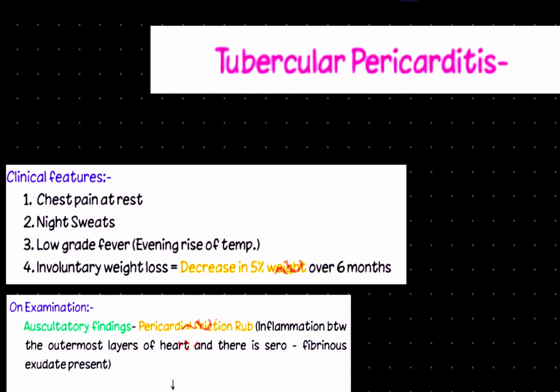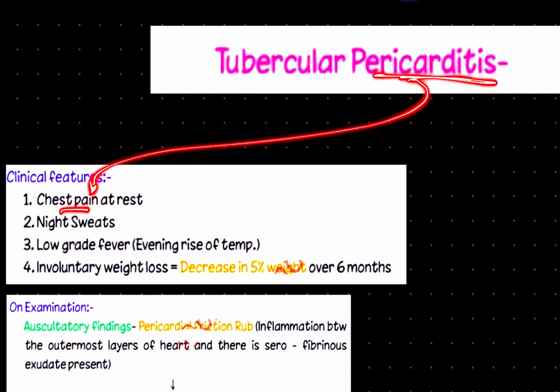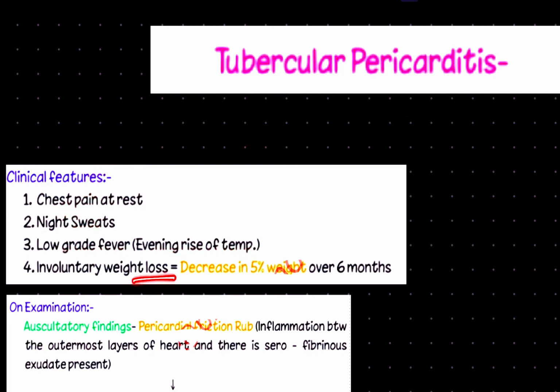So there is one clinical feature that is important, that is chest pain at rest. Since it is related with pericarditis, chest pain is a typical feature of tubercular pericarditis. So chest pain, night sweat, low grade fever, evening rise of temperature, involuntary weight loss, decrease in 5% of weight over 6 months. These are the features of our tubercular pericarditis.